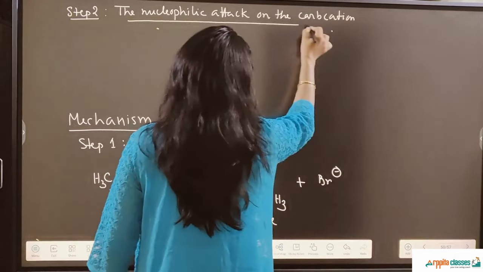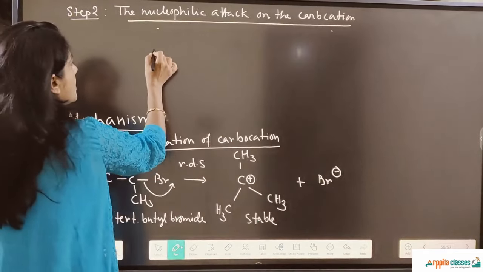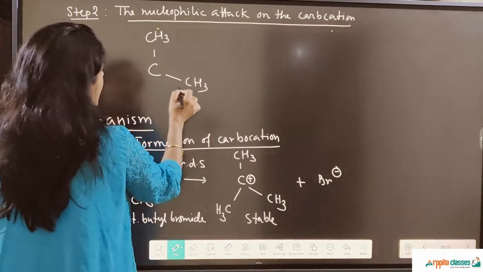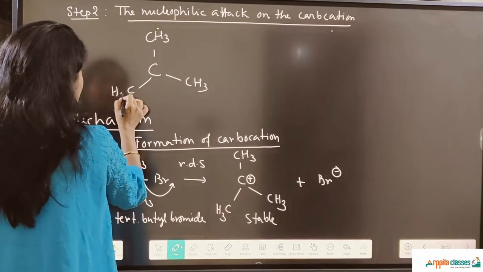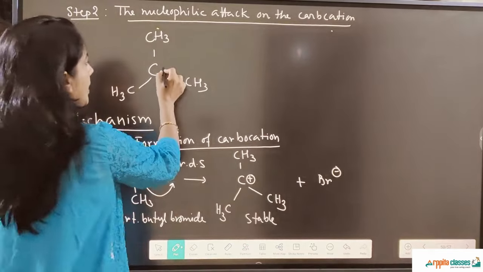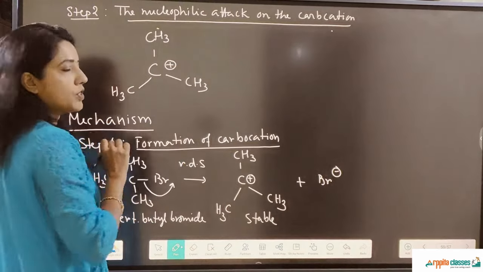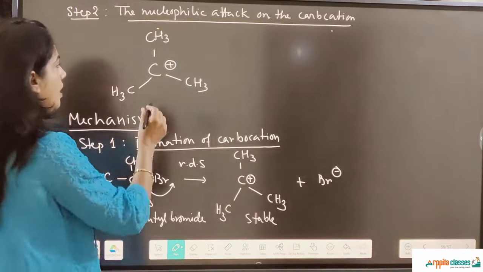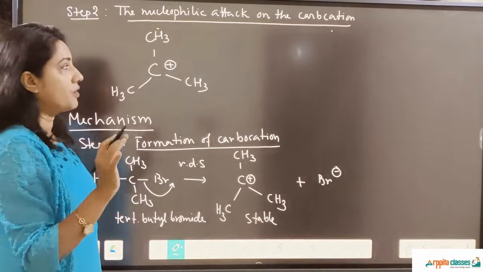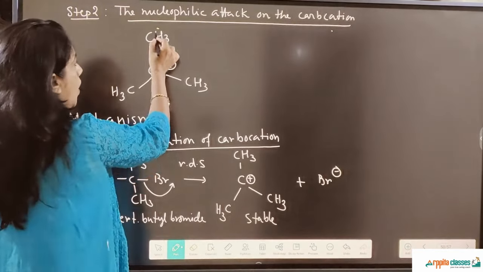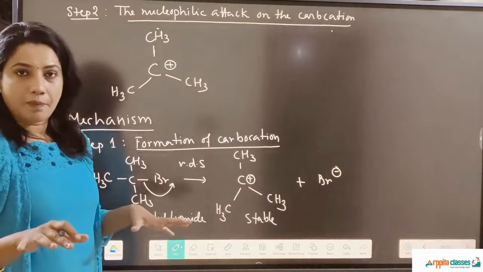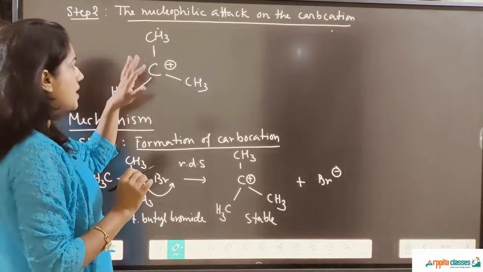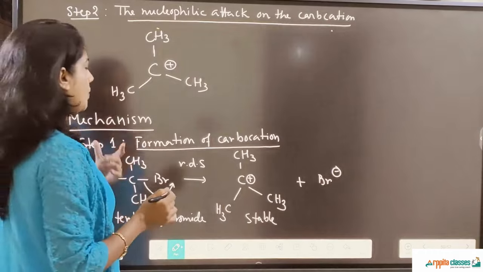So your carbocation is CH3 and CH3. I purposely drew the carbocation like this because it is a 3 degree carbocation which has a triangular planar geometry, where all the CH3 groups are far apart from each other and make a 120 degree angle to each other. So this is the structure, the stereochemistry of the carbocation, you can say.